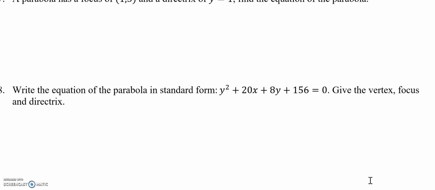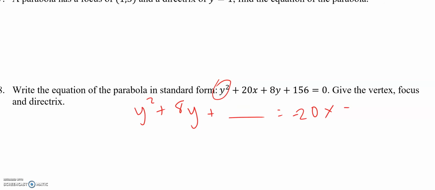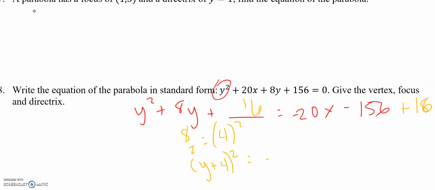On number 8, I'm seeing that it is a y squared function. So because it is y squared, I know that I'm going to have to do what I did with the circles a minute ago. Y squared plus 8y plus something equals the 20x, subtract the 20x over, and the -56. Great, so we're going to do 8 divided by 2, which gives me 4. 4 squared is 16. So add 16. And I get y plus 4 all squared equals -20x minus 140.